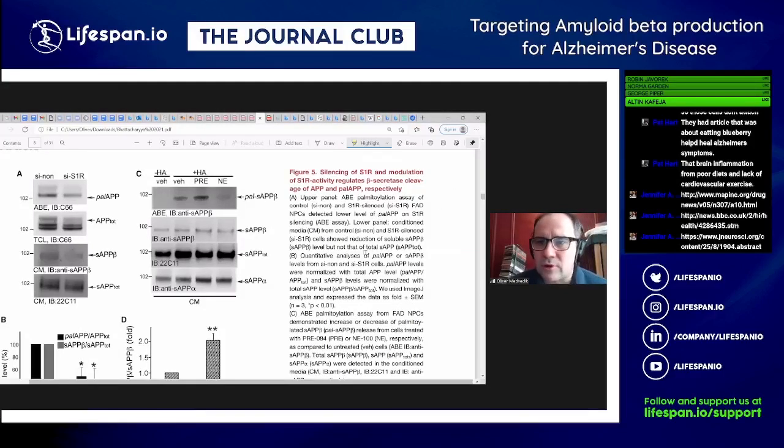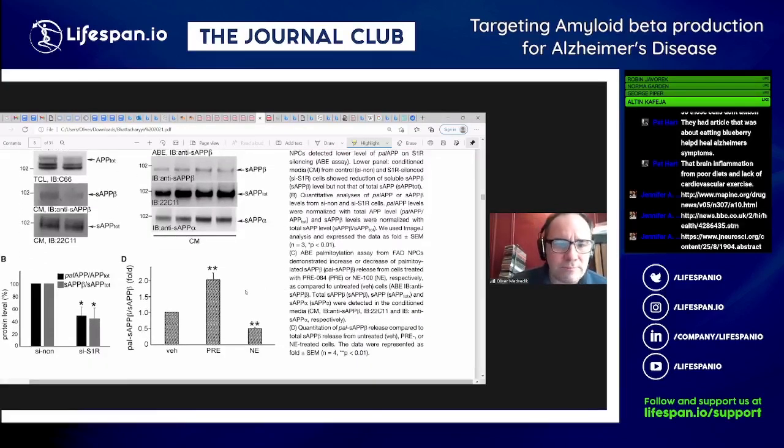So silencing of S1R, modulation of activity, regulates beta secretase cleavage of APP. Again, if you knock down S1R, you have less palmitoylated APP, but you also have less of this sAPP beta, which is the cleaved product of the palmitoylated APP protein.